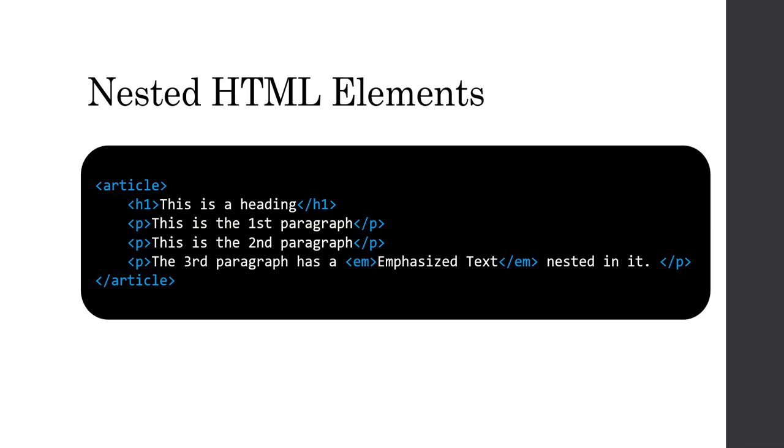Here you can see that we have an article tag. Inside that we have a heading tag. Then we have 3 paragraphs, but the third paragraph tag has a nested element called EM tag. This tells the browser that this article is made of 1 heading and 3 paragraphs. Anything that is outside the article tag will still show up in the browser, but the browser will understand that anything outside the article tag is not a part of the article.